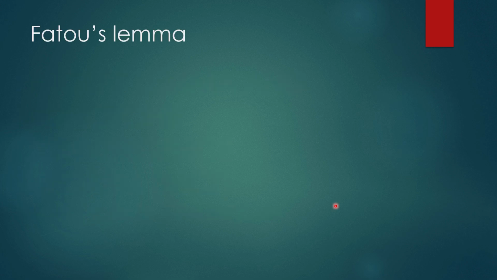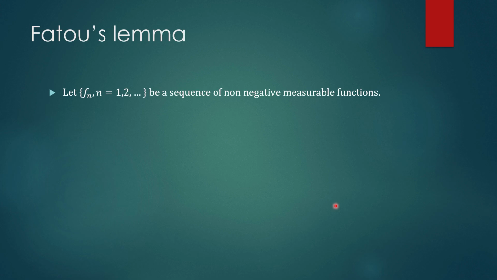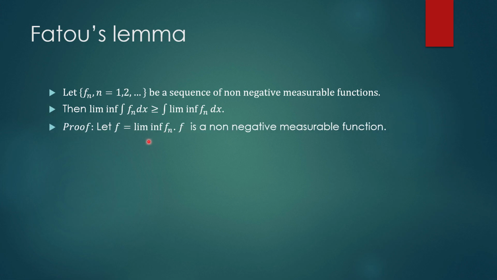Alright, so what Fatou's lemma says is: let Fn be a sequence of non-negative measurable functions. Then the limit infimum of the integral of Fn dx will be greater than or equal to the integral of the limit infimum of Fn dx. So this is the Fatou's lemma statement. This is a sequence of non-negative measurable functions, and then this inequality holds true.